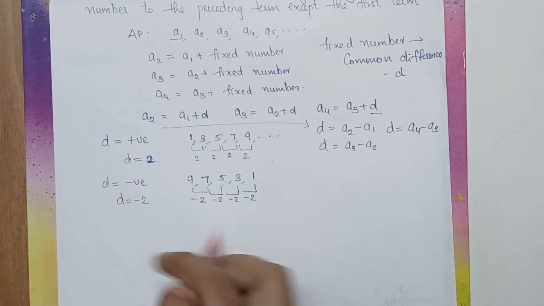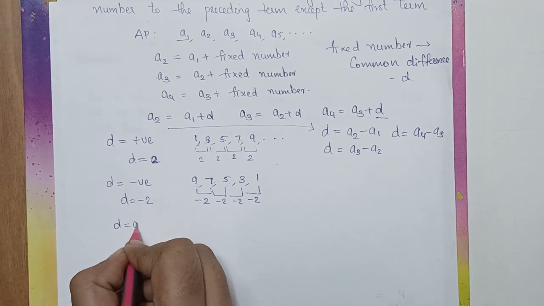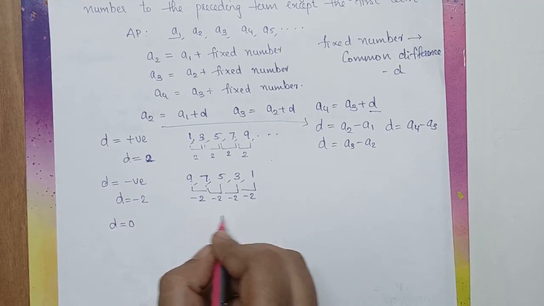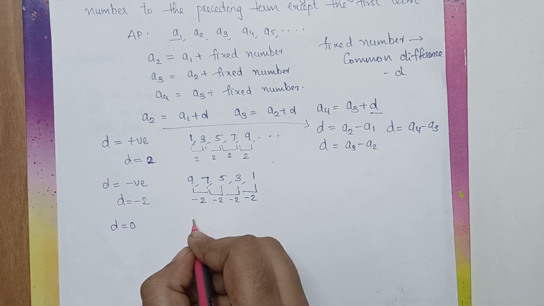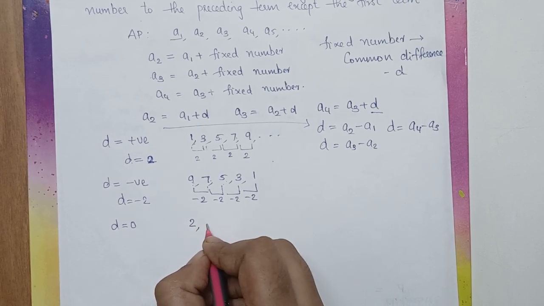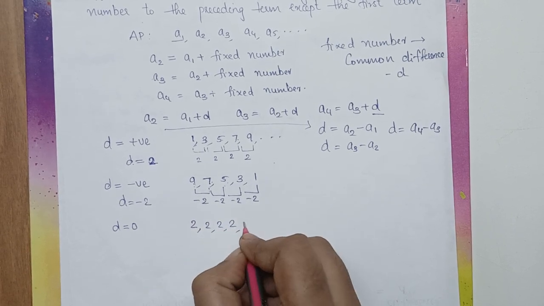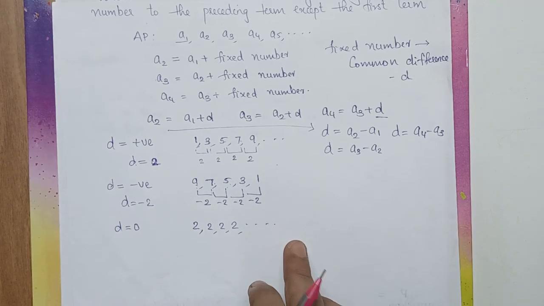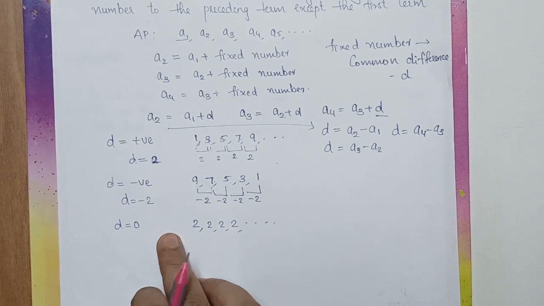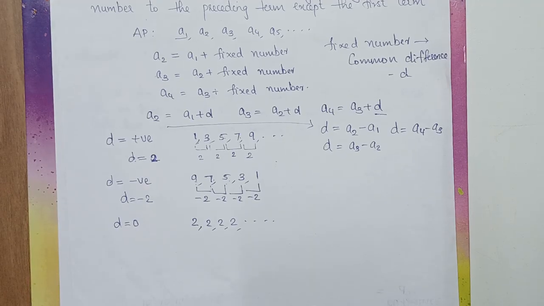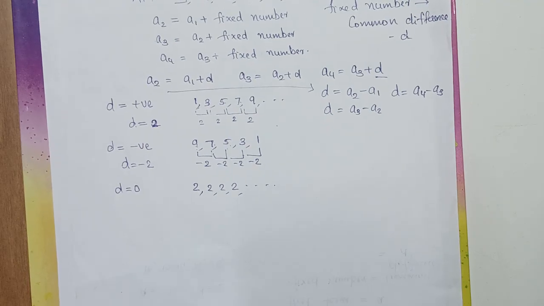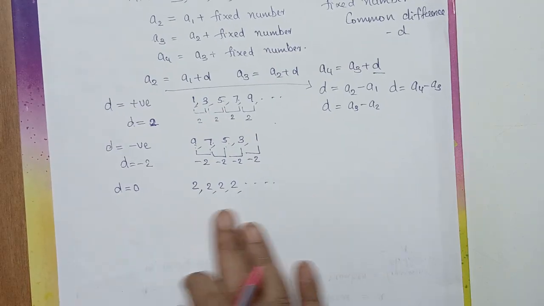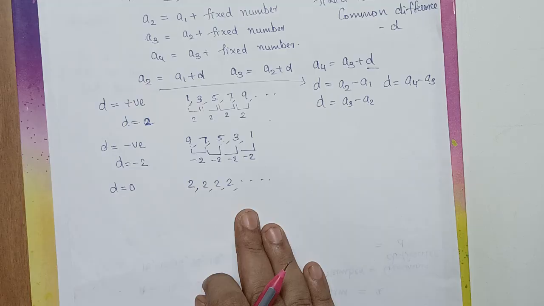If I take d equal to 0, suppose the first term is 2, then we get 2, 2, 2, 2 like that. This AP will not take any value other than 2 because d is 0. The difference between two consecutive terms is 0, which means the term itself will keep repeating. So this is the basics of an arithmetic progression.